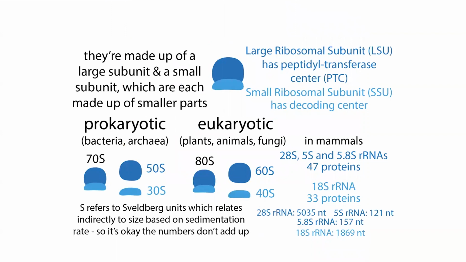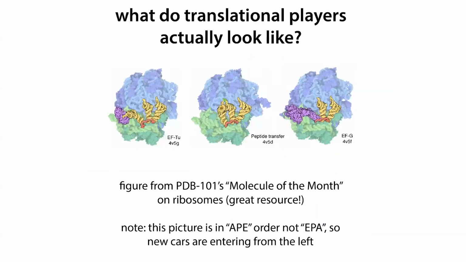And so the large ribosomal subunit, or the LSU, is going to have the peptidyltransferase center. So that's where we're actually going to get the pass off from the nascent chain, the growing chain in the P site, to the incoming aminoacyl tRNA, so to the A site tRNA. This is going to be happening in the PTC, the peptidyltransferase center, which is in the large subunit.